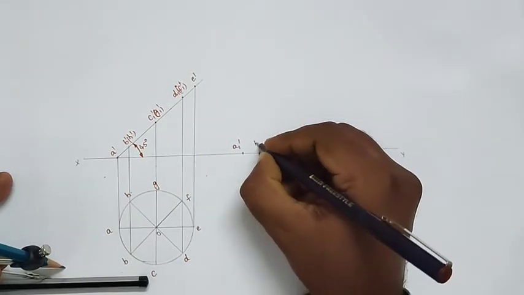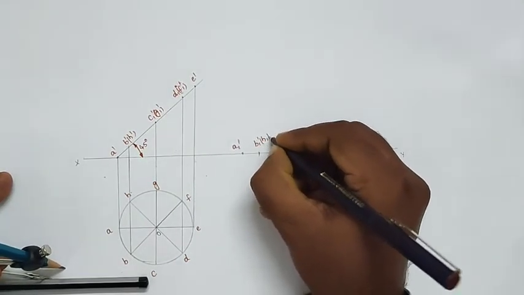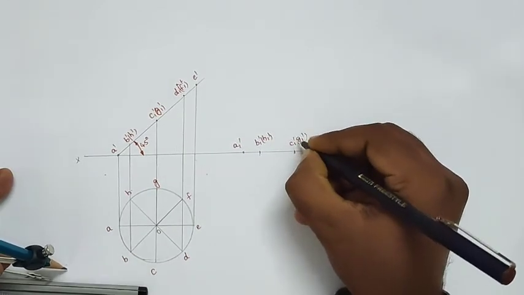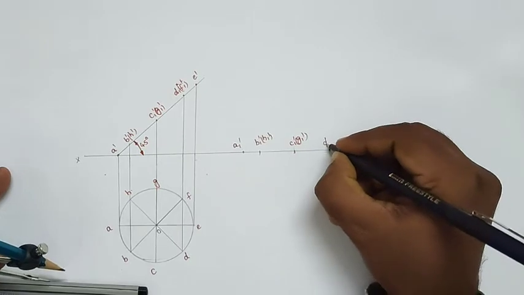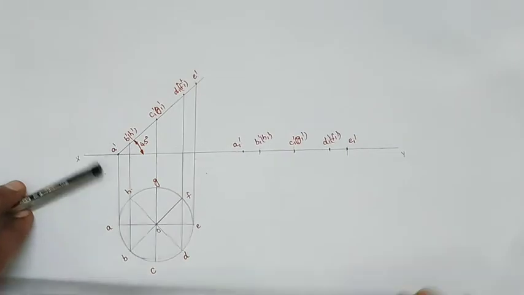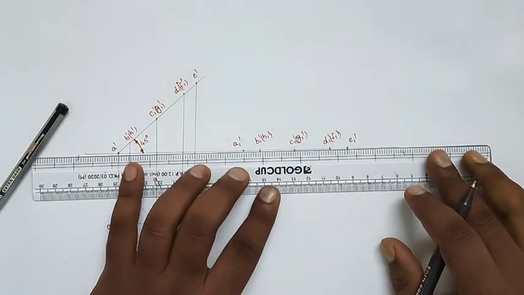So I am getting the points here. This one is B dash comma H dash, and here C1 dash comma G1 dash. Here you will get D1 dash comma F1 dash. Like that we'll get the points. So draw the second front view, make it thick.